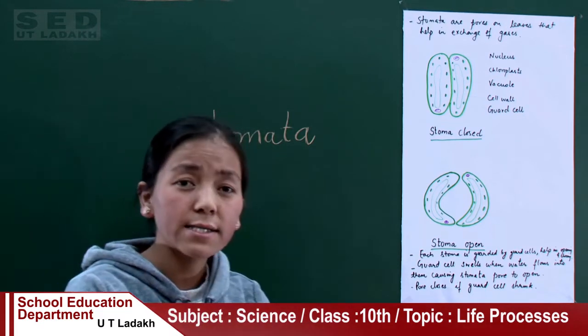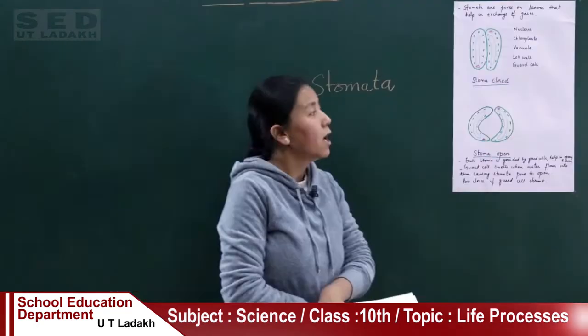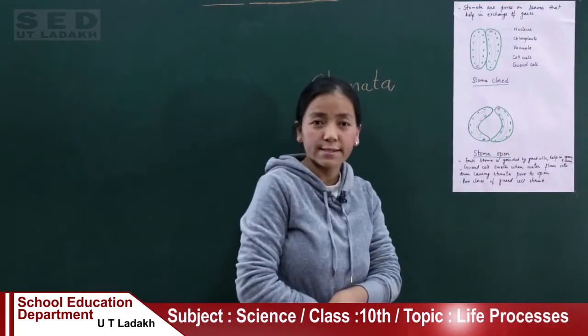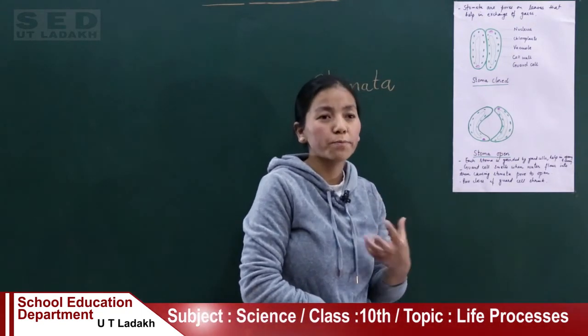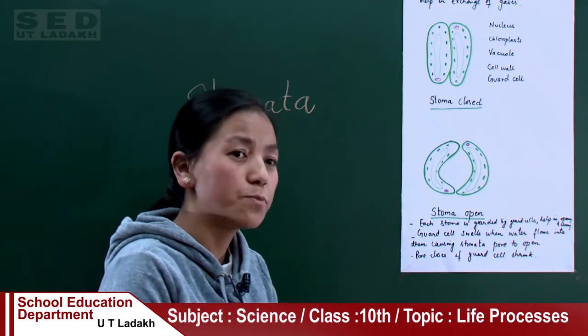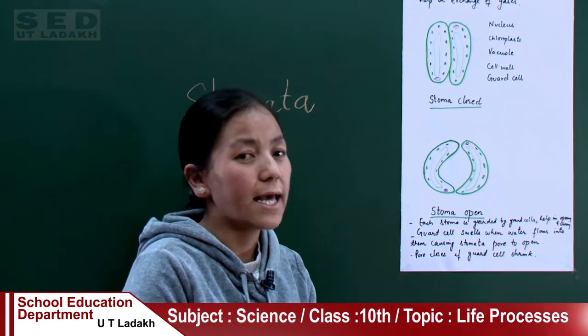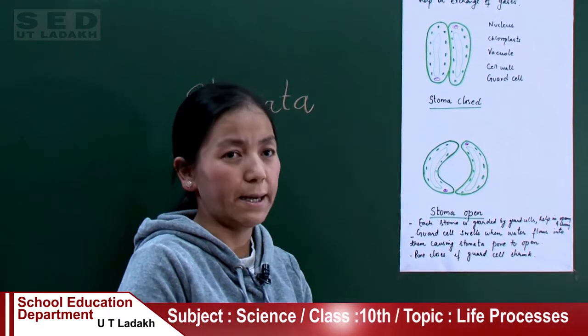Now, why is the closing and opening of stomata important? It is important because when there is no exchange of gases taking place, the water should not be lost by the plant. So for that matter, the stomata need to be closed and open, and the guard cell helps in the opening and closing of stomata.